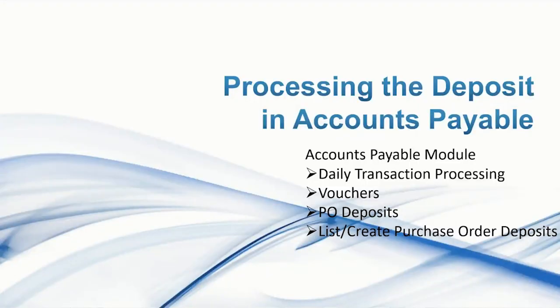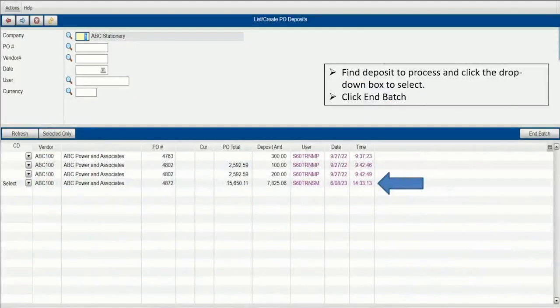Once we have that initial deposit request entered on the purchase order, the ball is now in accounts payable's court. So we are able to, in accounts payable, take a look at what we need to pay deposits-wise by going into the daily transaction processing. We're going to go into the vouchers folder, and in there, there's a folder called PO deposits. And we're going to take the list create purchase order deposits option.